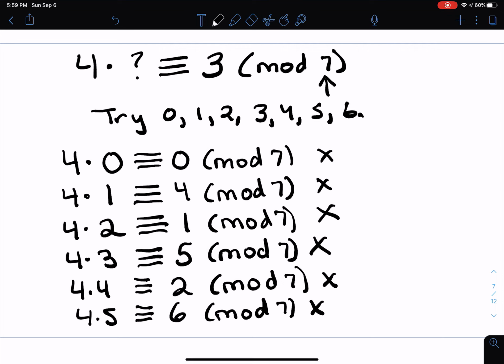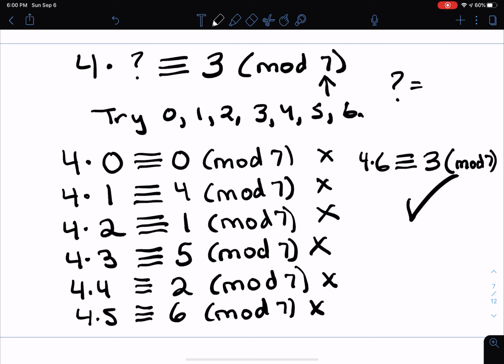And then I'm kind of running out of space, so let me come over here. 4 times 6, the last one. If this doesn't work, then there's no answer. I mean, that can happen. If there's no answer, it's the empty set. 4 times 6 is 24. 7 times 3 is 21, so you have a remainder of 3. And that's exactly what we want. So question mark is equal to 6.